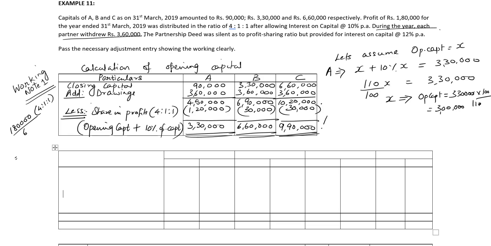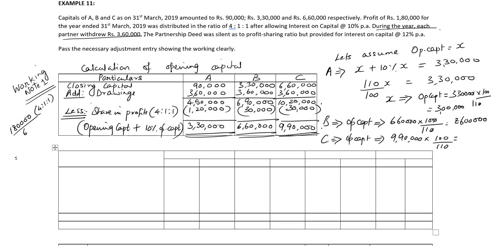So to get the opening capital of B, we'll take 6,60,000 rupees into 100 divided by 110, which is rupees 6 lakh. And to get the opening capital of C, 9,90,000 rupees into 100 divided by 110, which is equal to rupees 9 lakh.